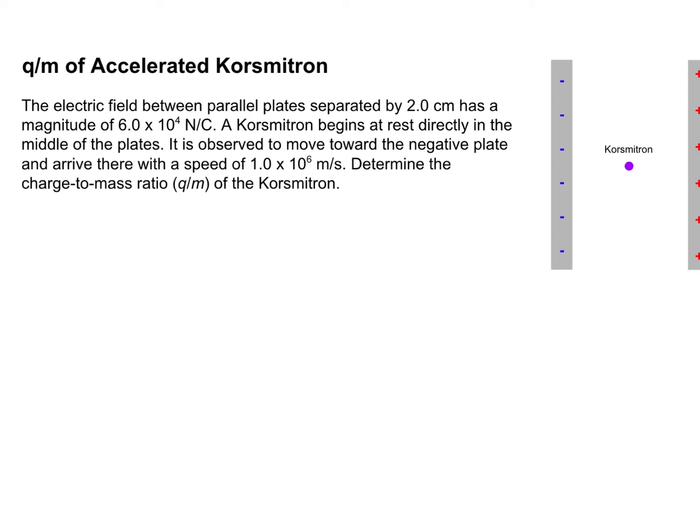So this korsmitron is observed to move towards the negative plate. That means the korsmitron is a positive charge because it's going to go towards the negative plate. The distance to the plate is 1 centimeter. It's halfway between the 2 centimeter separated plates.